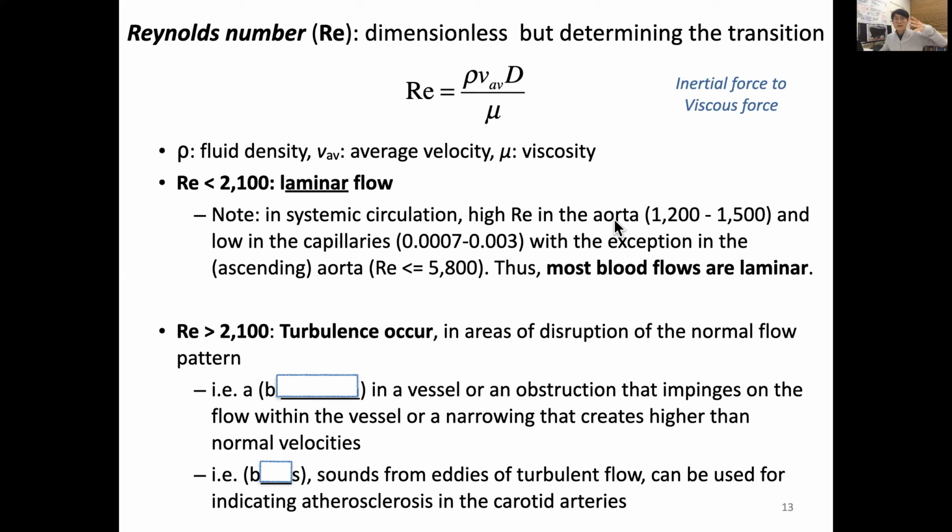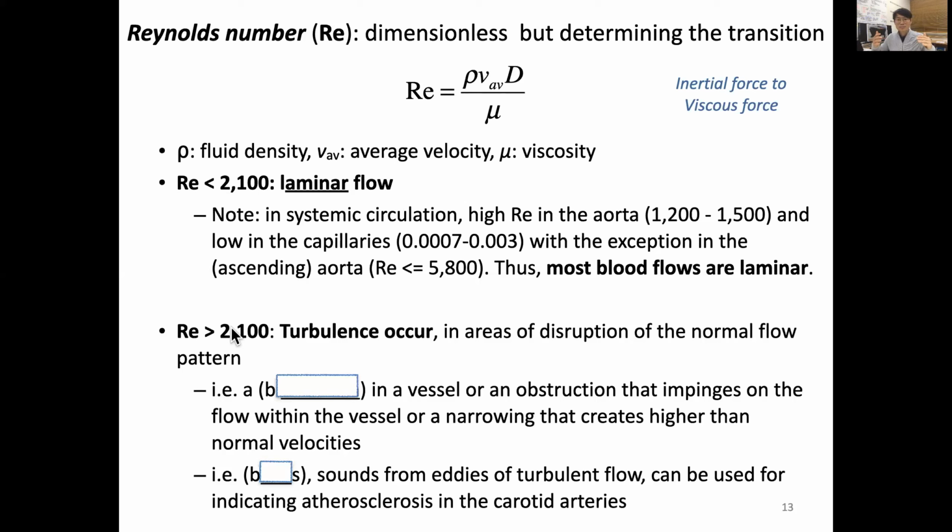In the aorta, it's the highest flow rate, so it has a high Reynolds number. It's over like 1,000, but slightly below 2000. So it's still laminar flow, which is great, and much lower in the capillary flow. The exception is the ascending aorta, when it squeezes, it can reach pretty high. So that can become temporarily turbulent, but most blood flows are laminar, which is what we need to know. While there are cases where turbulence will occur when the Reynolds number is higher than 2100.